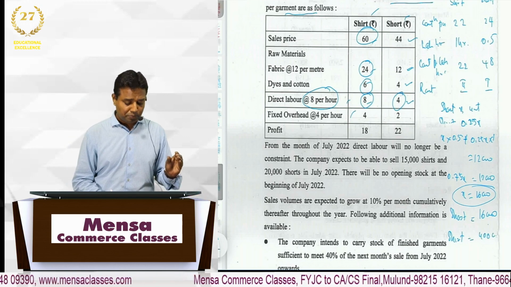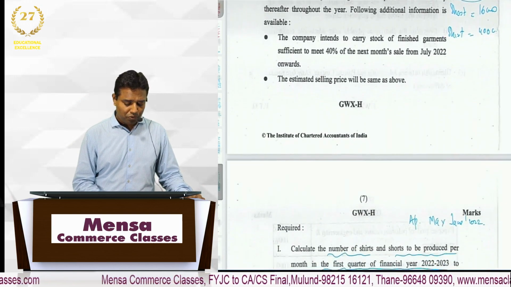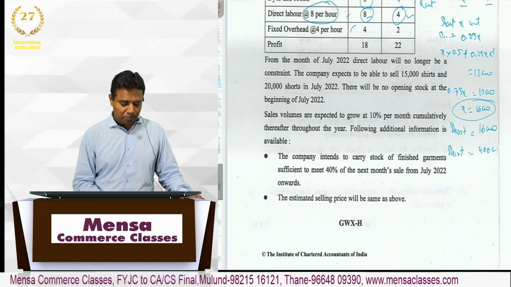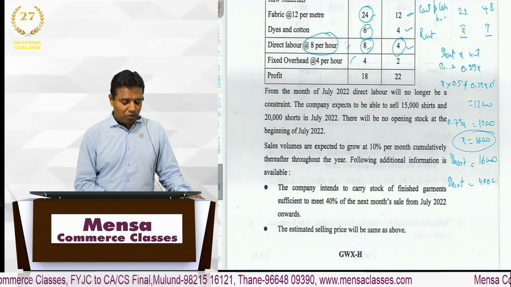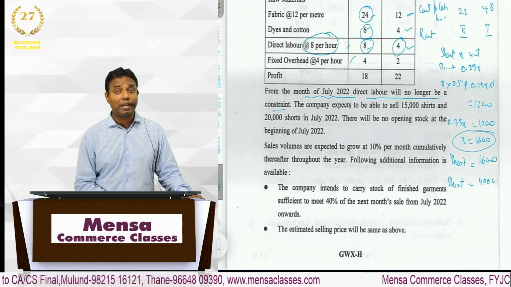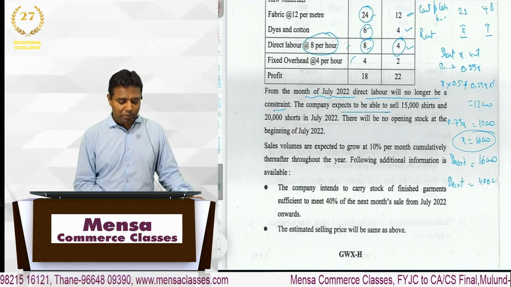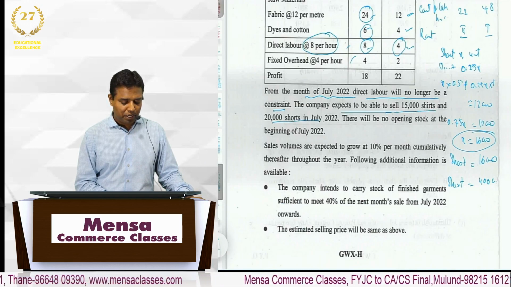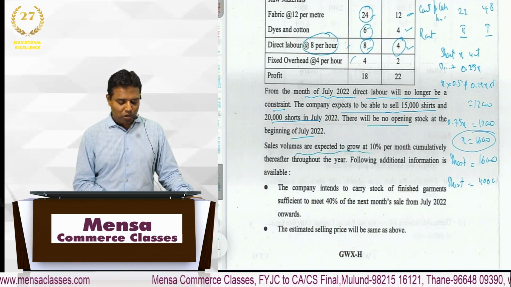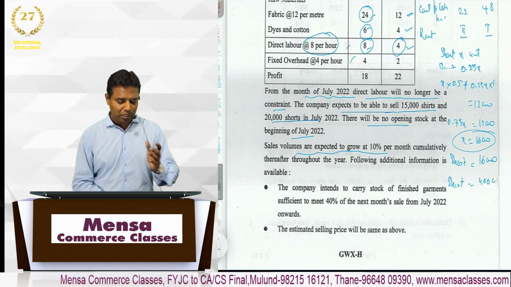So this is the number of units you will produce and sell of shorts and shirts, correct? Let's read further. What is asked? From the month of July 2022, direct labor will no longer be a constraint. Okay, nice. So second quarter, there's no constraint of labor. The company expects to be able to sell 15,000 shirts and 20,000 shorts in July. No opening stock at the beginning of July. Sales volume expected to grow by 10% per annum cumulatively thereafter throughout the year.